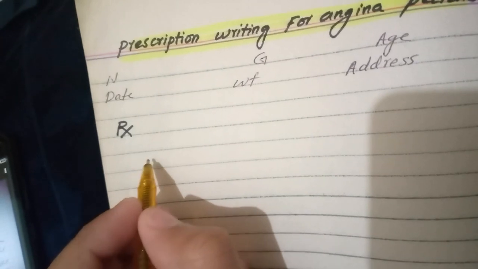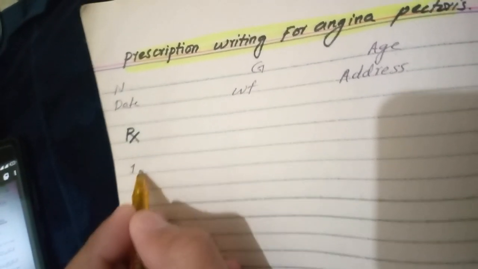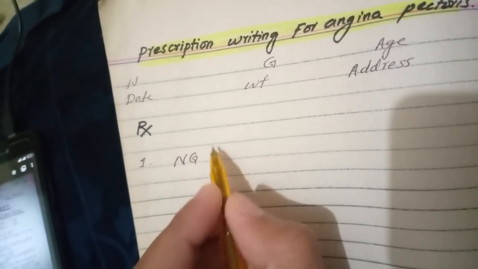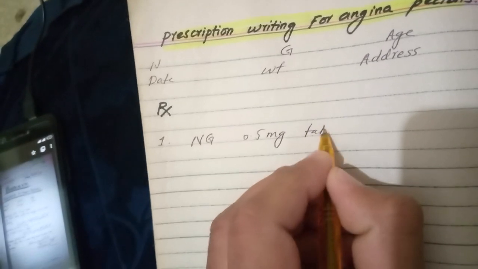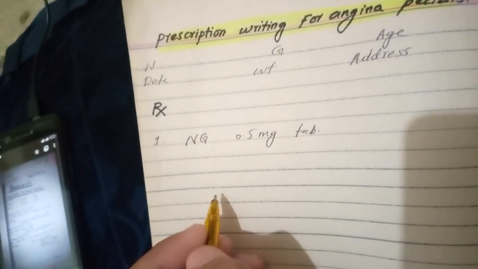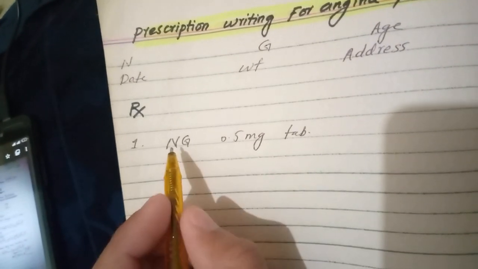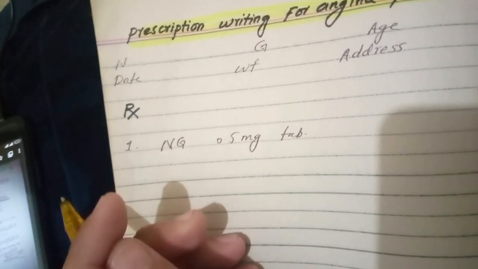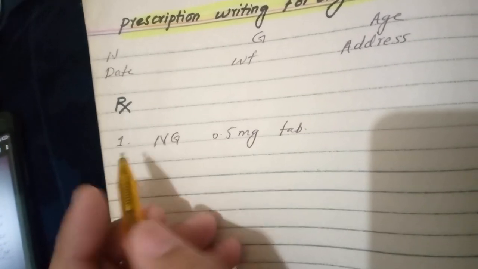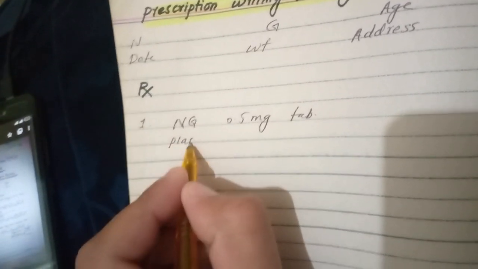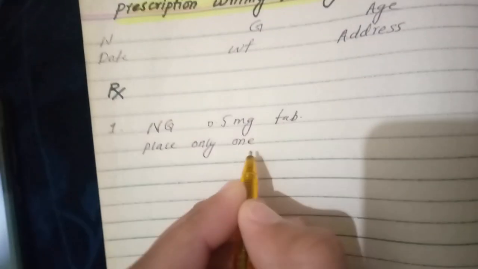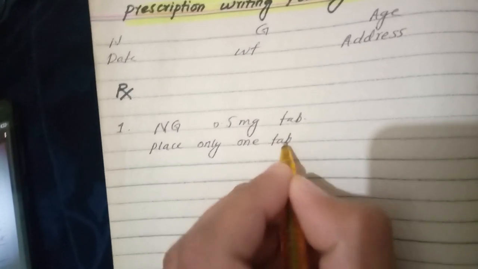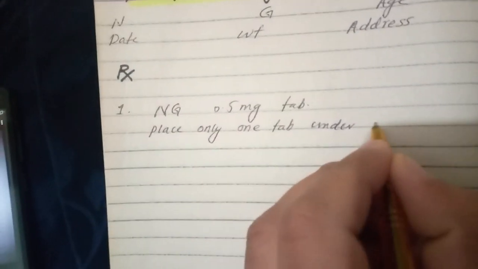First of all, we are prescribing nitroglycerin tablet, nitroglycerin 0.5 milligram tablet. We are going to prescribe for the patient of angina pectoris, and these tablets should be used according to the direction of the physician. For example, place only one tablet under the tongue when necessary.